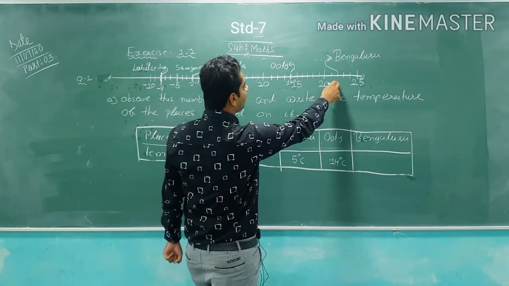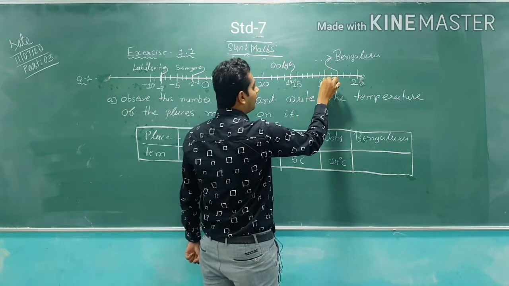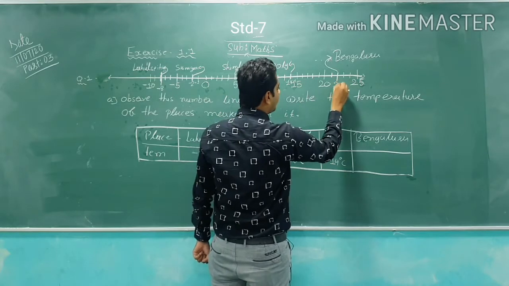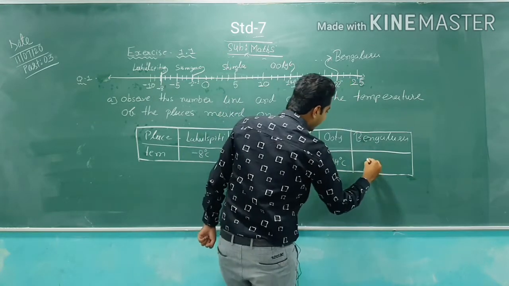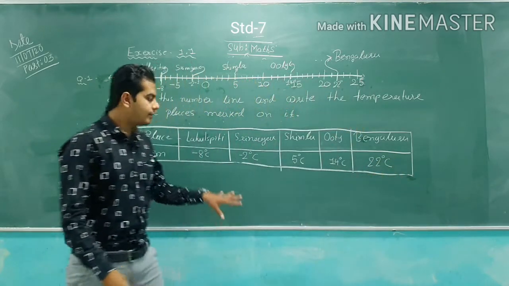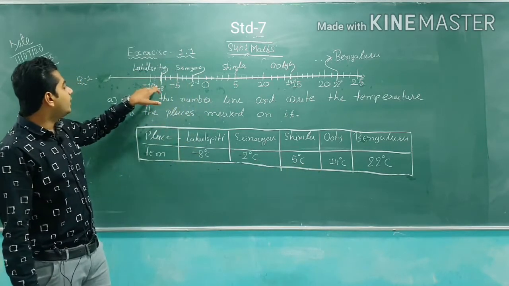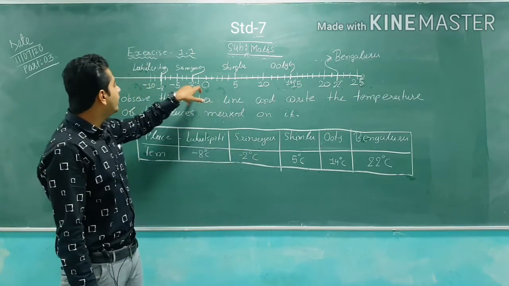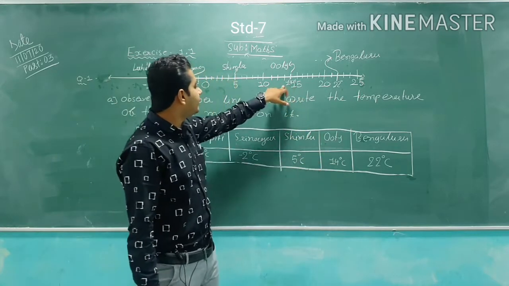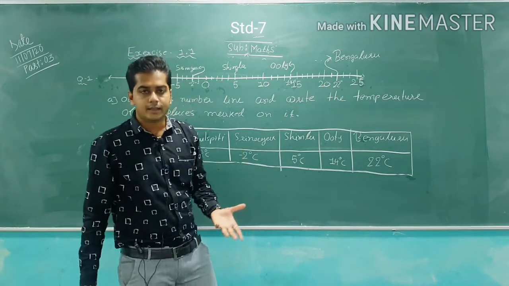Same as Bengaluru. Bengaluru is after 15. See, count: 16, 17, 18, 19 and 20. Then 21 and 22. On the 22 Bengaluru is marked, so 22 degrees Celsius. So that's how you can find out all the cities' temperatures. Lahaul Spiti has a -8 degree temperature, Srinagar has a -2 degree temperature, Simla has exactly 5 degrees, Ooty has a 14 degree Celsius temperature and Bengaluru has a 22 degree Celsius temperature. Easy.